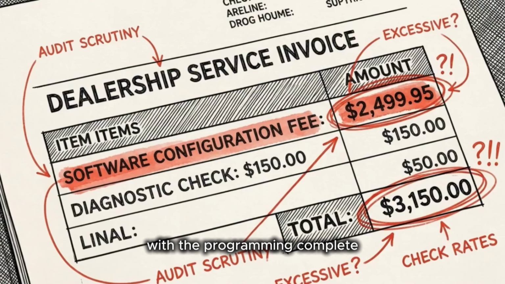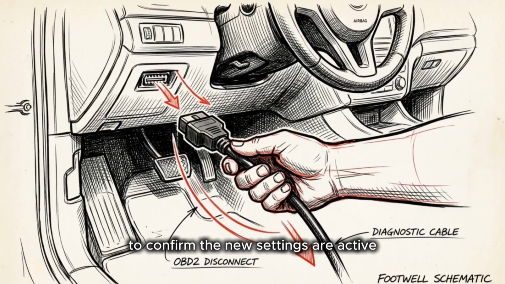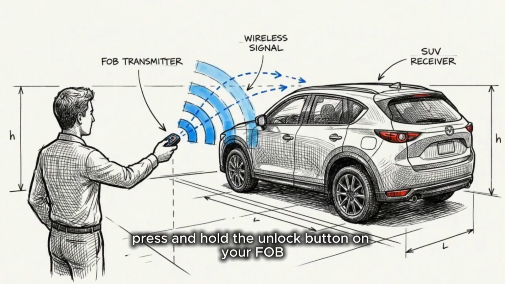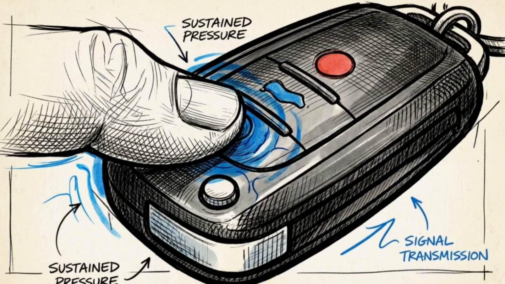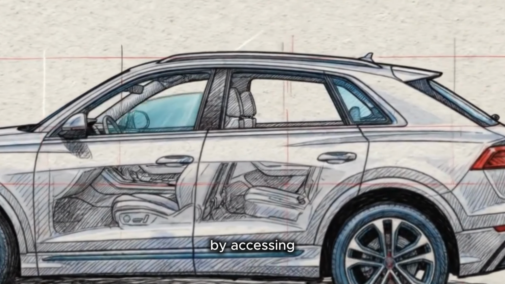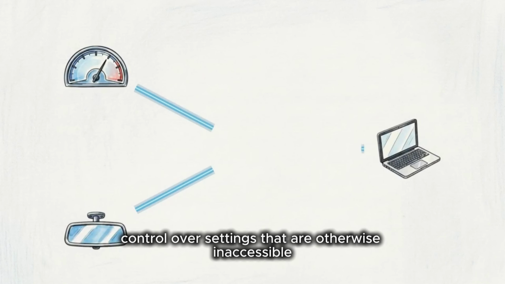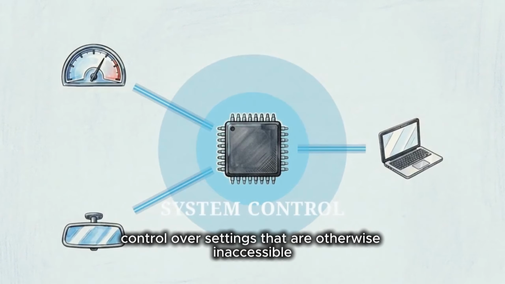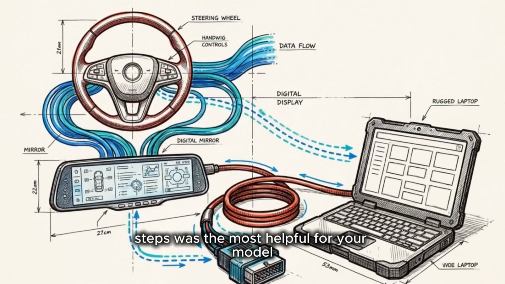With the programming complete, disconnect the cable and step outside the vehicle to confirm the new settings are active. Press and hold the Unlock button on your fob. The windows will now roll down automatically, allowing you to vent the cabin before you even reach the door. By accessing these 3 levels of the vehicle's interface, you have gained direct control over settings that are otherwise inaccessible through the standard menus. Which of these configuration steps was the most helpful for your model?